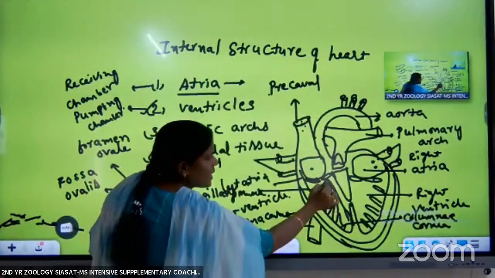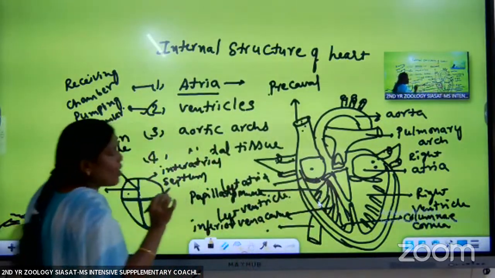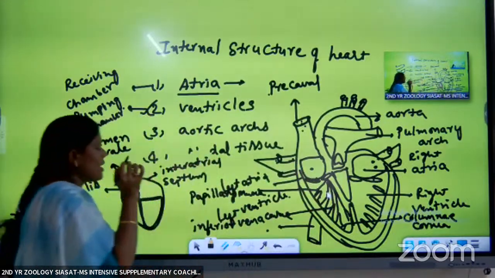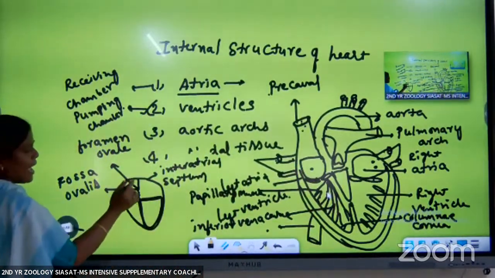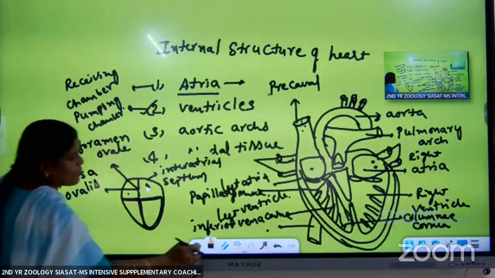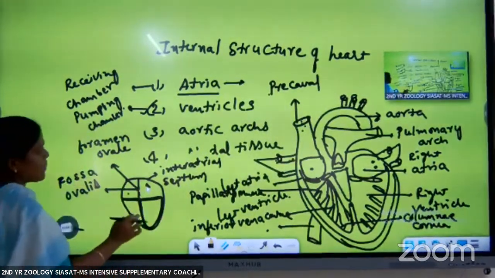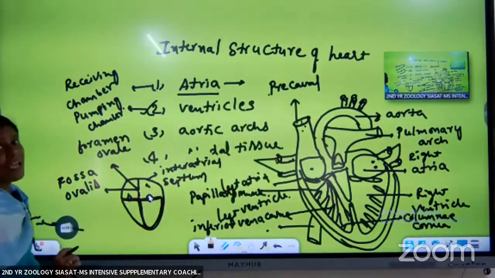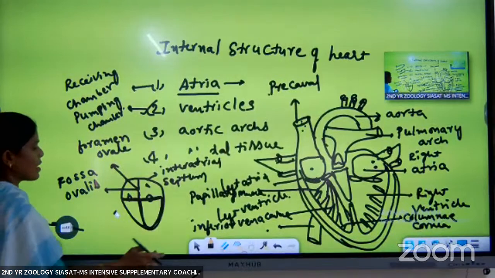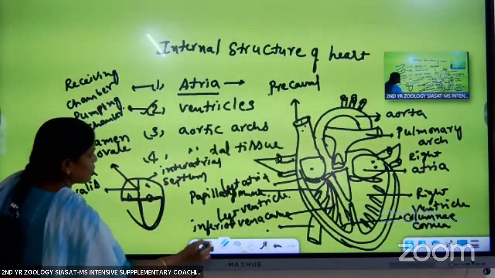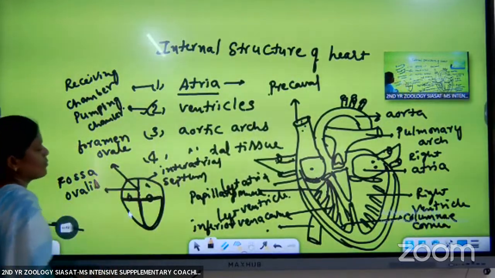Papillary muscles are all connected by threads. They are called chordae tendineae. Next, between the atria and ventricles, there are apertures, the holes. These openings are called AV apertures.